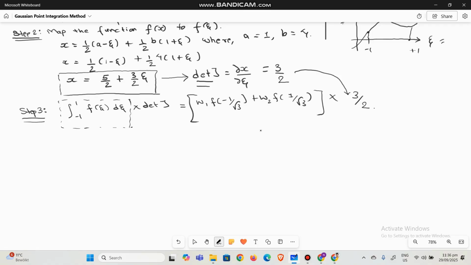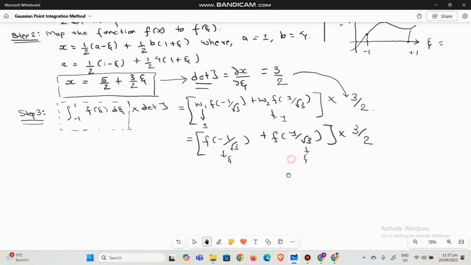And as you remember, for the 2 Gaussian points, the value of weight 1 is 1 and weight 2 is also 1. So you just find the value of the function at -1 over root 3 plus the functional value at 1 over root 3, and then multiply with 3 over 2. But here you have to remember that this is the value of chi.